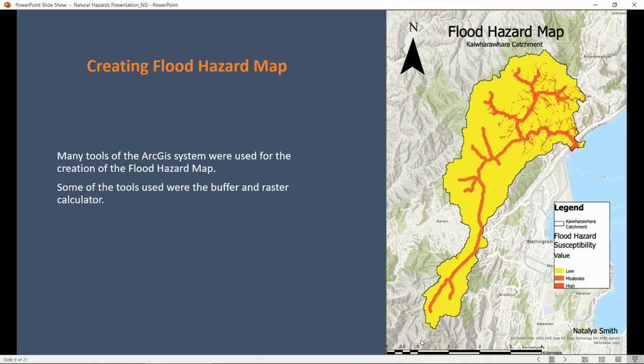Many tools of the ArcGIS system were used for the creation of the flood hazard map. Some of the tools used were the buffer and the raster calculator. The buffer tool was used to clip the rivers and flood hazards to the point where only relevant data within the catchment remained. The raster calculator was used to figure out where the river, buffer, and the flood hazards overlapped to help determine the potential level of risk of flooding.